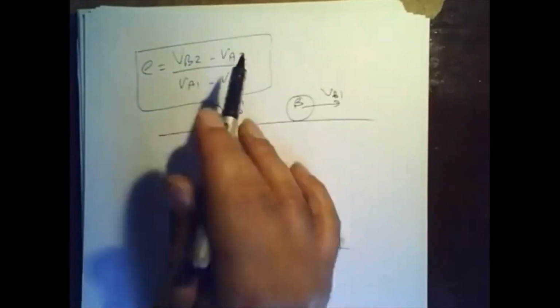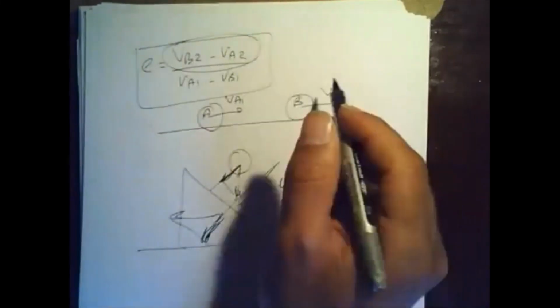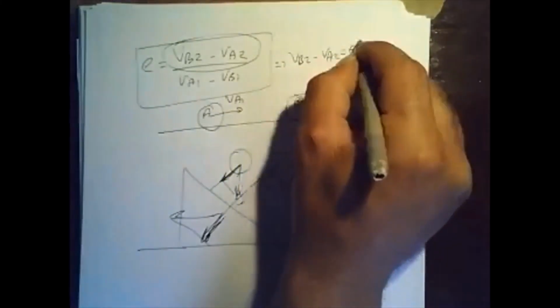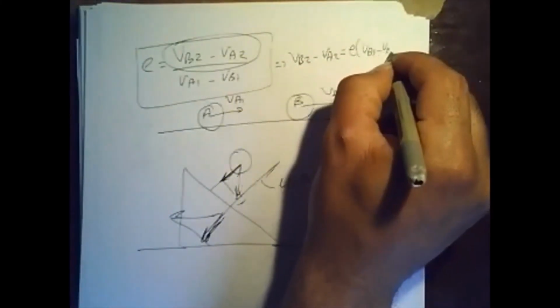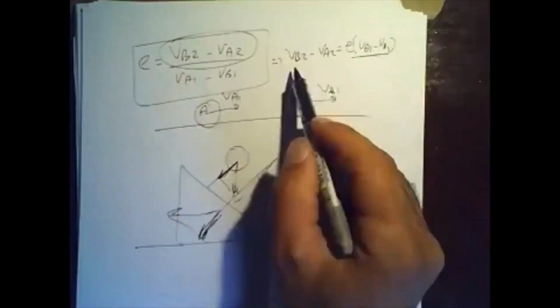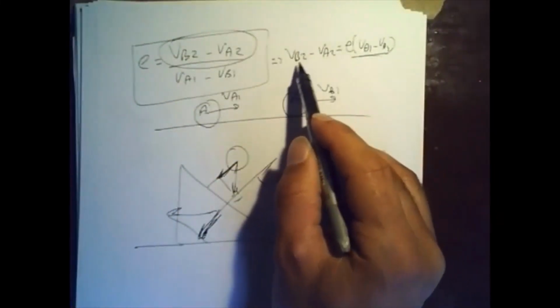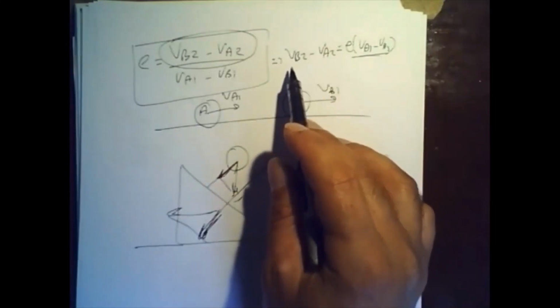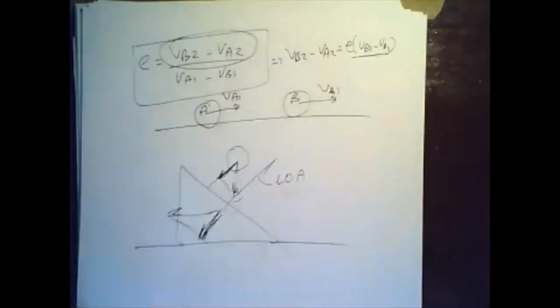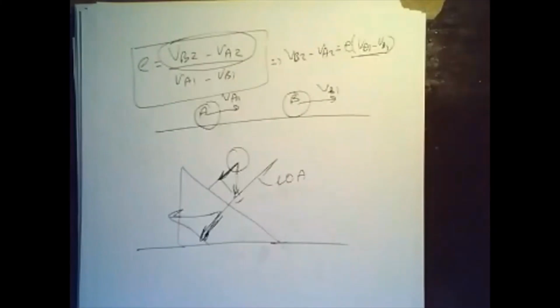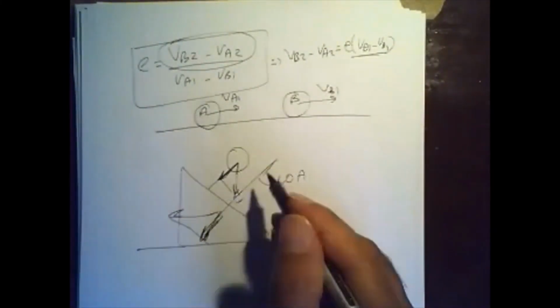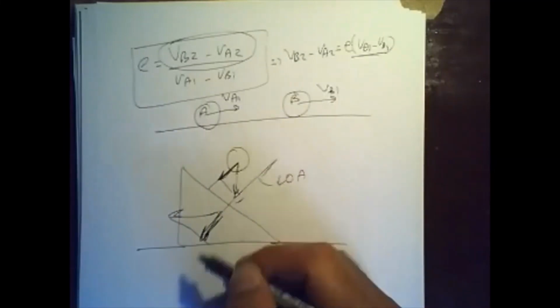From here, we can find the relationship between VB2 minus VA2. VB2 minus VA2 is going to be equal to E times VA1 minus VB1, assuming we have the initial velocities. Obviously, this is not enough. We need one more equation, which is the momentum equation. From the momentum equation, we can get the rest. But remember, the coefficient of restitution always applies along the line of impact.